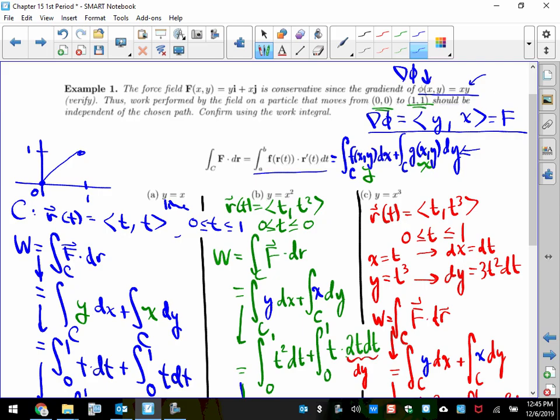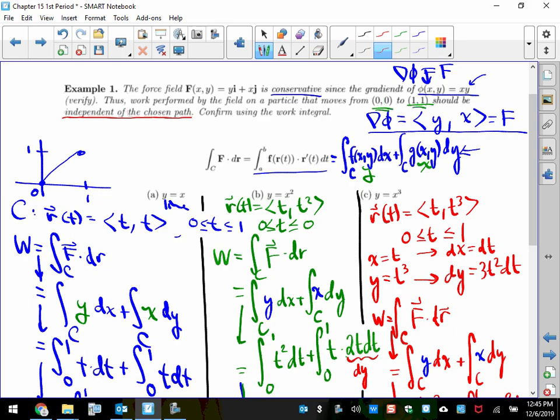So the gradient of phi is our field f. And if you can find some potential function whose gradient is the field, that implies that the field is conservative. And it being conservative implies that it is independent of the path chosen. So the work should always be the same regardless of the path chosen. So you might as well choose a path that is easy to integrate along. If it makes your integral easy, then maybe choose that path. If the integral is hard, then maybe choose a different path to integrate along.